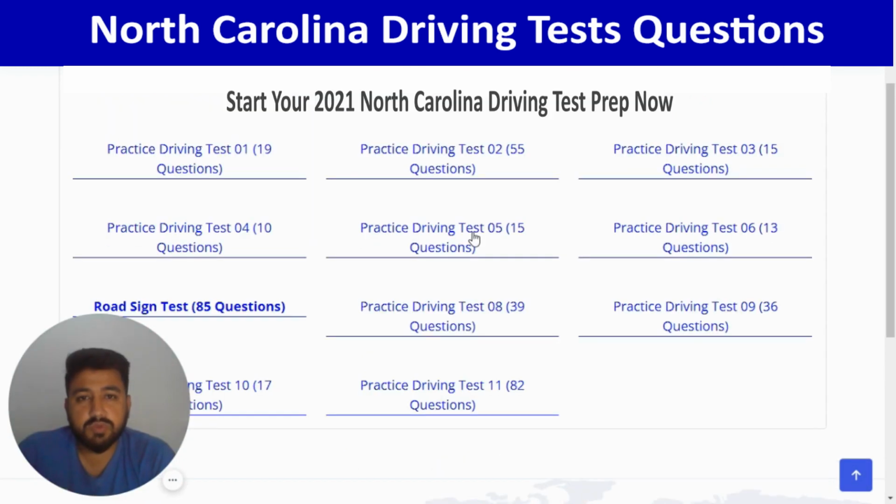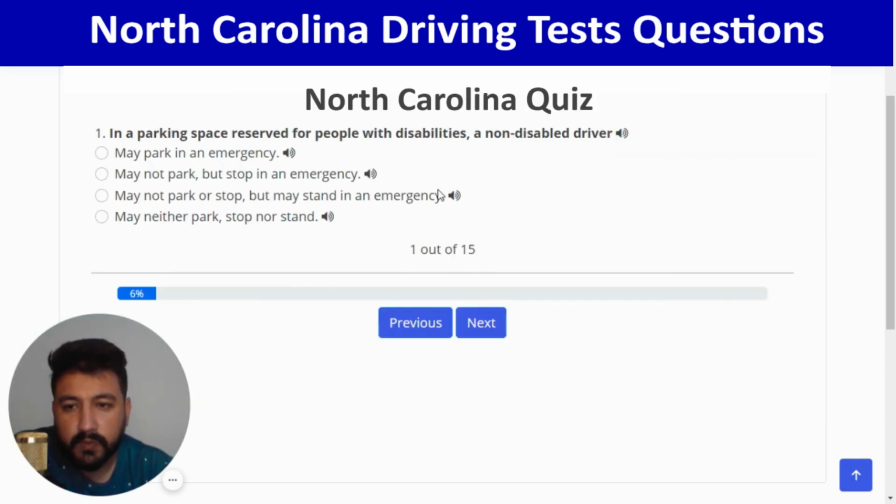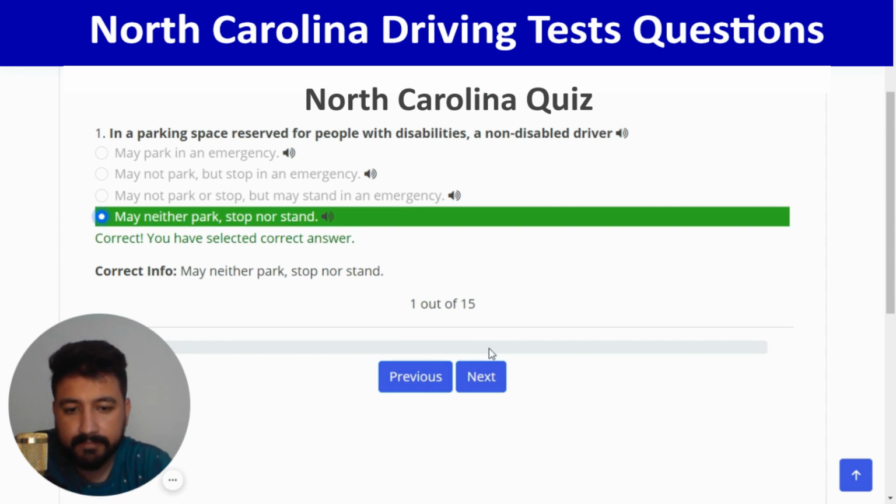So it's time to move to the last quiz, which is number 5. And this quiz has 15 questions. So let's click on practice driving test number 5. The first question is, in a parking space reserved for people with disabilities, a non-disabled driver. The right answer of this question is the last one, which is may neither park, stop, nor stand. Yeah, next.